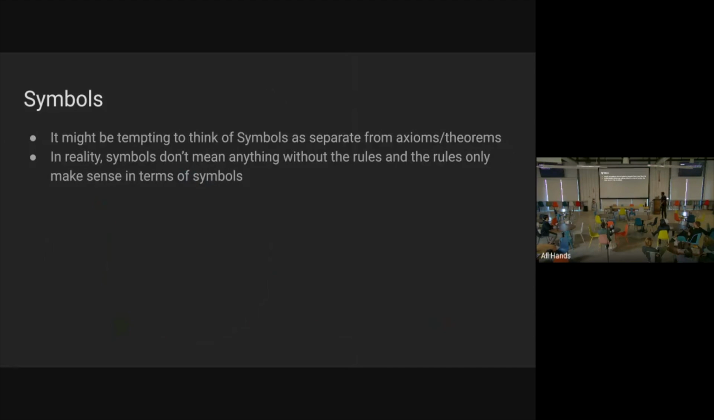Okay, symbols. So we talked a bunch about symbols. It might be interesting to think of the symbols as separate from the rules. But if you really examine the situation, the symbols don't make sense without the rules, and the rules can't be expressed without symbols. So here I'm making the claim that they're intrinsically related, really two sides of the same coin. So this symbol, if you've done any computing, 0x20 is the hexadecimal number 32, right?